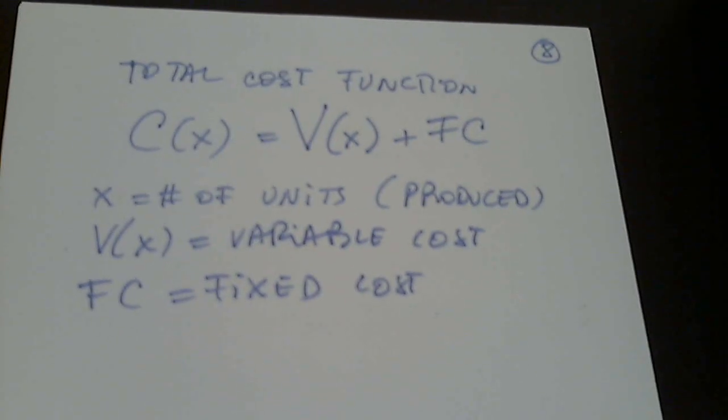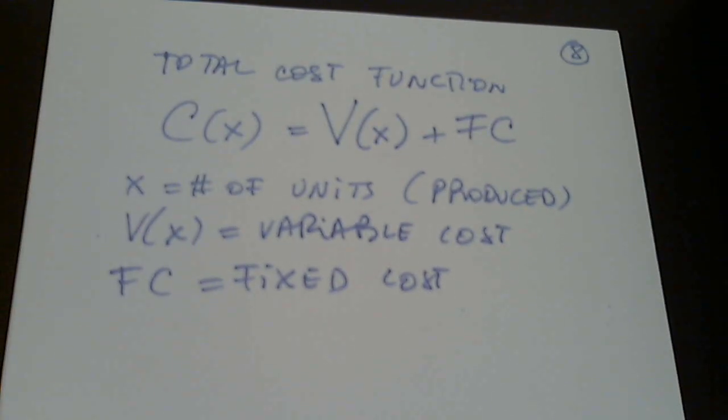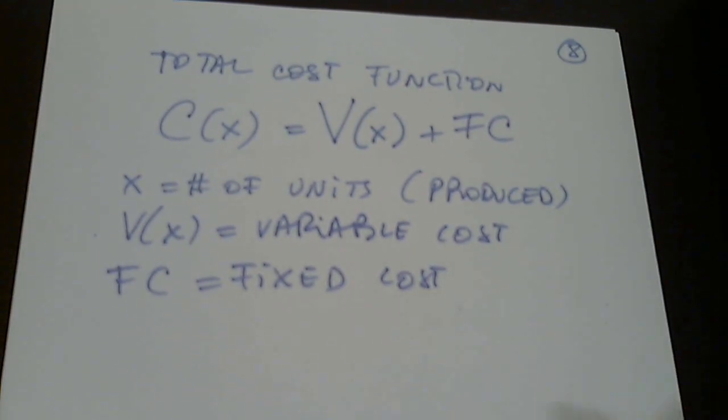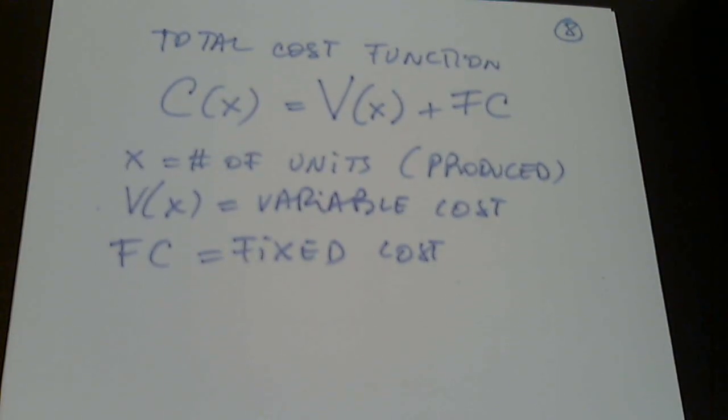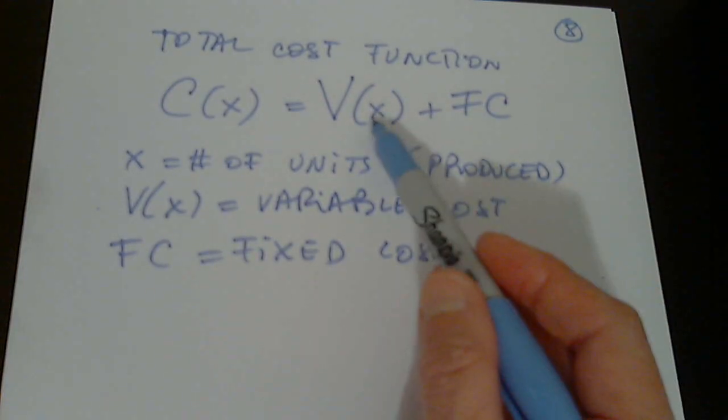In other words, rent for the building, electricity for the offices, and so on and so forth. Salaries of employees in the office, the secretary, so on and so forth. These are fixed. They don't depend on the number of units we manufacture.